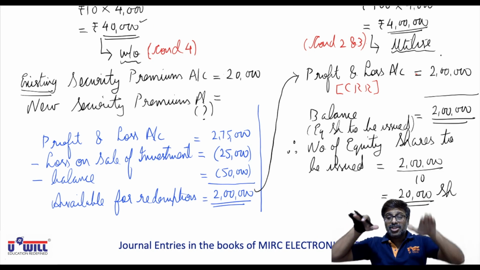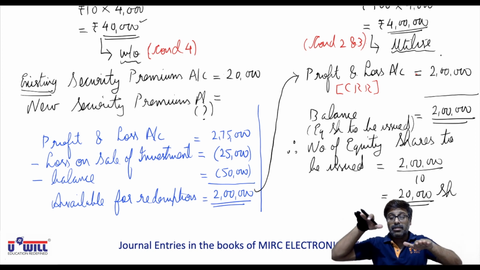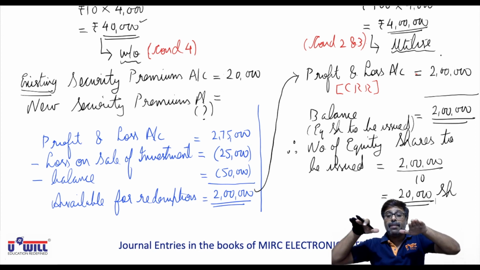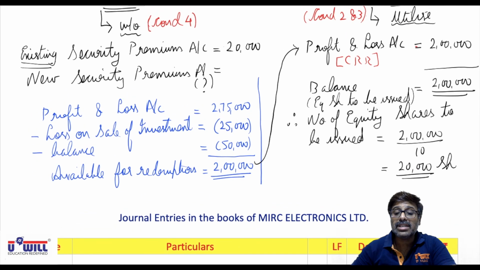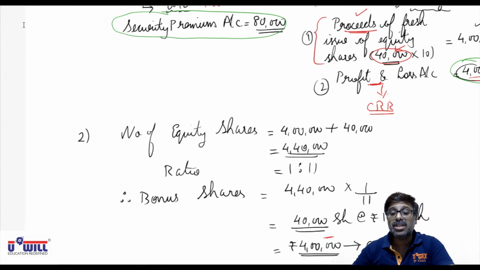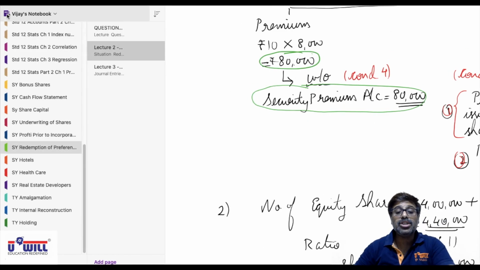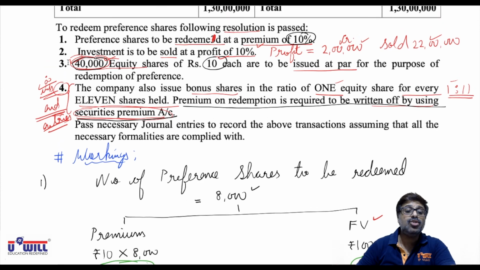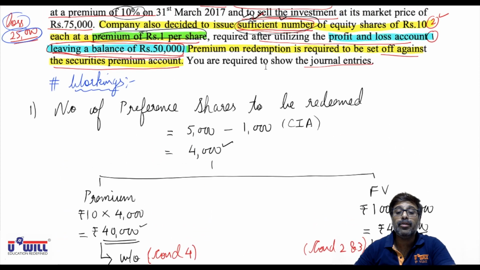So preference shares are decreasing by 4 lakhs. From P&L we transfer 2 lakhs to capital redemption reserve, and by issuing the equity shares, 20,000 shares into 10 rupees, 2 lakhs of equity share capital increases. Total share capital remains intact. So why did we use the P&L account first and then equity shares, whereas in previous questions we used equity shares first and then the P&L account? Did you all understand this difference? In those questions, the number of equity shares issued was already given, and in this question, the number of equity shares to be issued we have to find out.